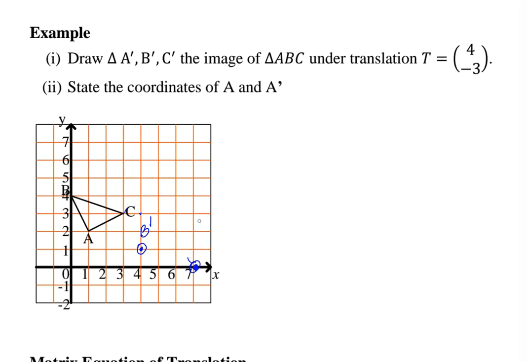All right. And the last point we're going to move is A. We're going to move it 4 units to the right, that's 1, 2, 3, 4, and 3 units down, 1, 2, 3. So the new position of A is going to be (5, -1). So that's the new position of A, that is A prime. Once you have moved all three vertices, let's put C prime here. Once you have moved all three vertices, you simply use a ruler to connect the points.